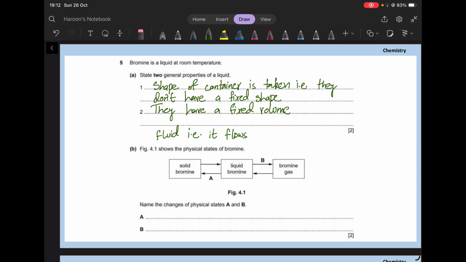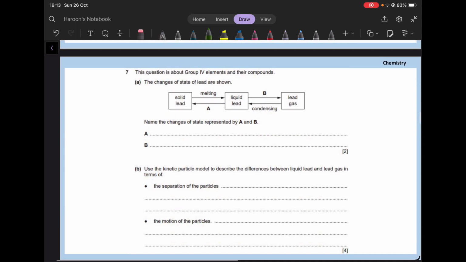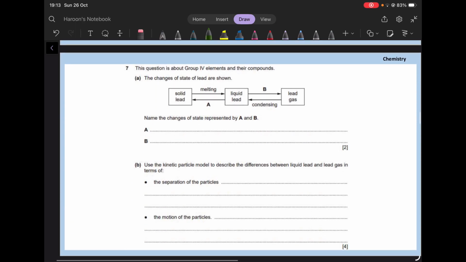Name the changes of physical states A and B. A is going from liquid to a solid state. Basically, this is solidification or freezing. So this would be freezing. Next, B is from liquid to a gaseous state. This would practically be either boiling or evaporation. So I'll just call it boiling. You can state evaporation as well because that is the same change in state.